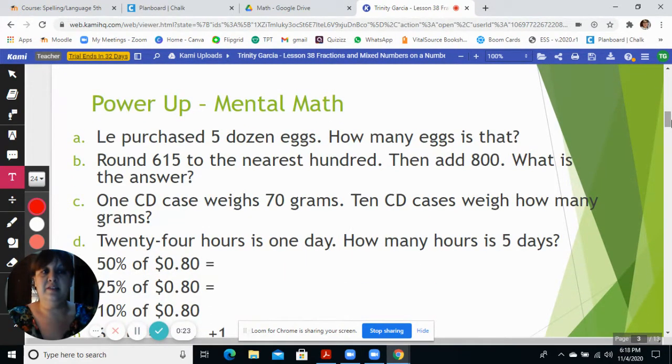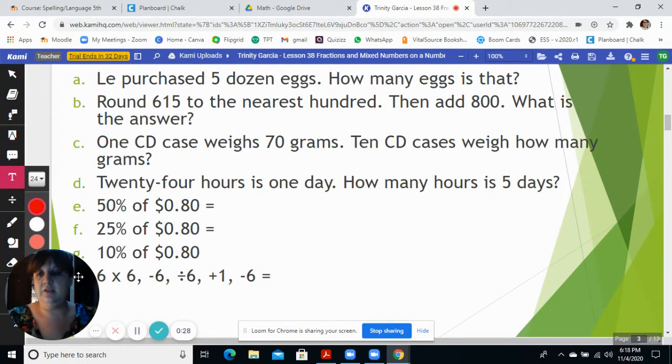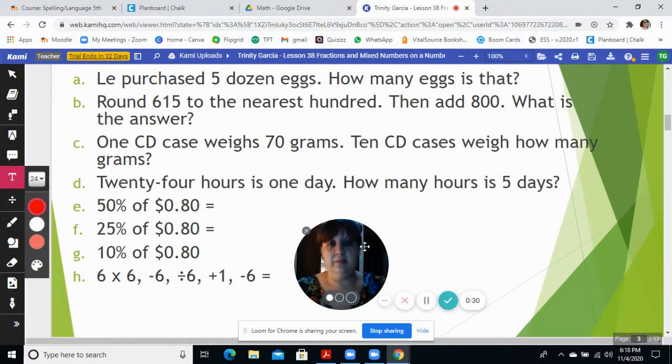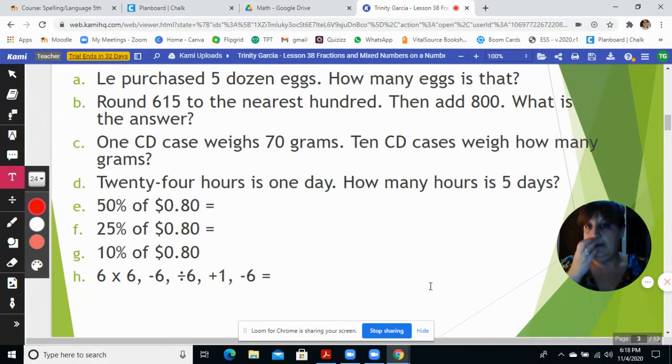Here is your mental math. So go ahead and try to work through those as quickly as you can. I'll move my little video screen out of the way here for you so you can see all of the problems. Lay purchased 5 dozen eggs. How many eggs is that? Round 615 to the nearest hundred and then add 800. What is the answer? One CD case weighs 70 grams. 10 CD cases weigh how many grams? Don't forget to put the grams at the end of your answer, please.